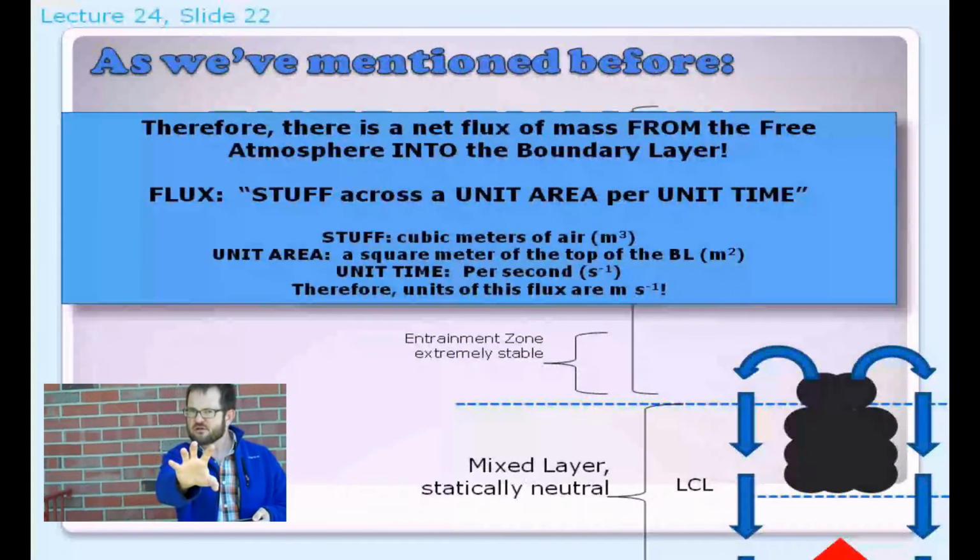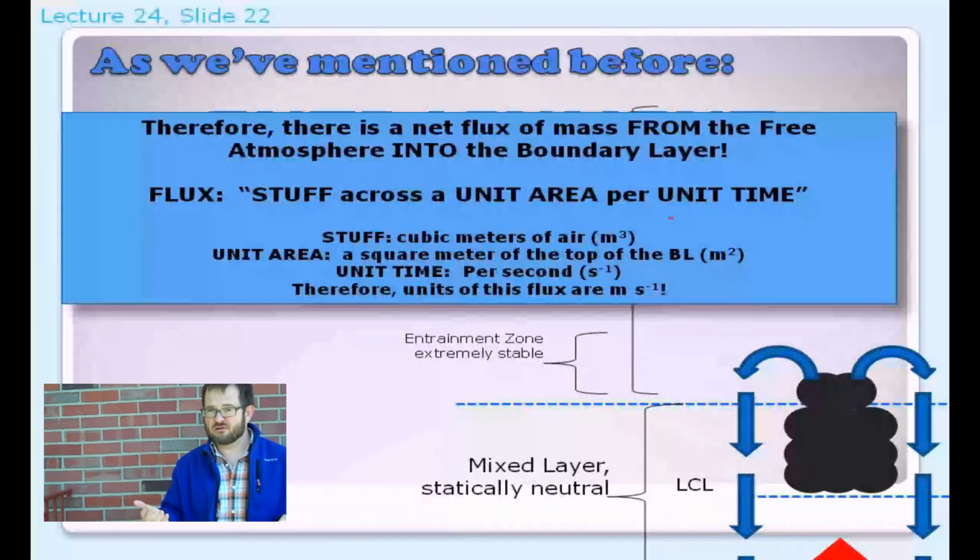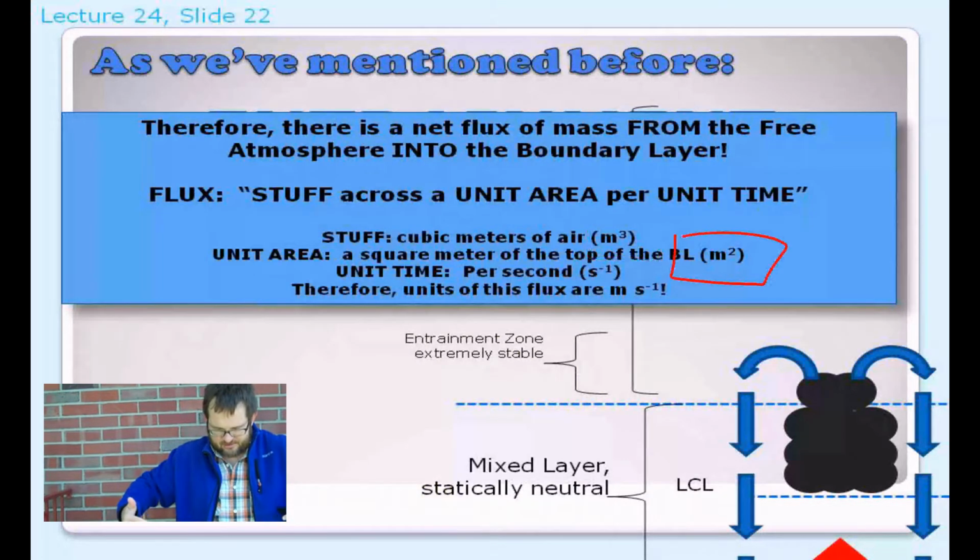A flux. Let's talk about fluxes again. A flux is stuff moving through a square meter per second. In this case, the stuff is a volume of air with units of like cubic meters. Here is a square meter of the top of the boundary layer, and so many cubic meters of air are passing through it per second.